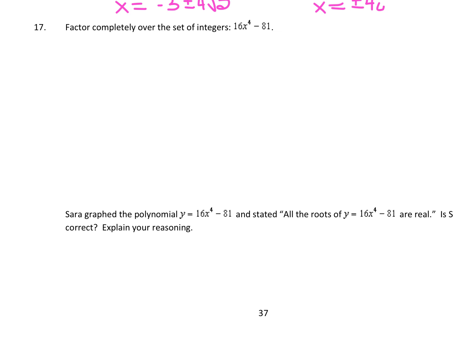And then finally number 17, factor completely over the set of integers. Well, if we were to factor this, we can't pull out a greatest common factor, but this right here is a difference of perfect squares. So I'll set up my two sets of parentheses. We know with a difference of squares we have one plus and one minus. And we're going to put the square root of the first term in the first spot in each parentheses. So the square root of 16x to the 4th would be 4x squared.